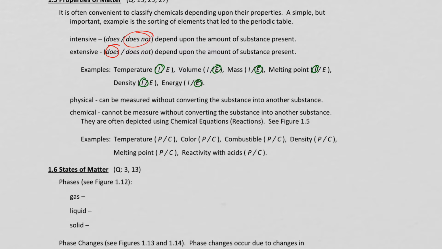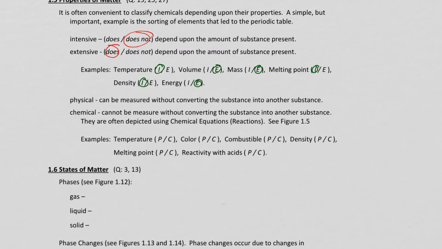Now, there are 2 other types of properties. Remember, so I said it was 2 sets of 2. There are also physical and chemical classifications. So we're going to go ahead and classify physical or chemical properties. Physical properties can be measured without converting the substance into another substance. So basically, without a chemical change, you can observe it, right? You can observe it or test it without changing things, right?